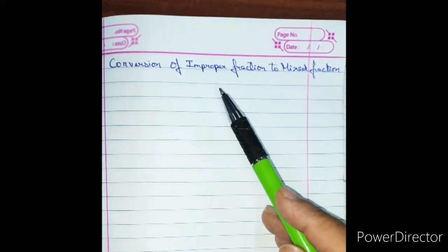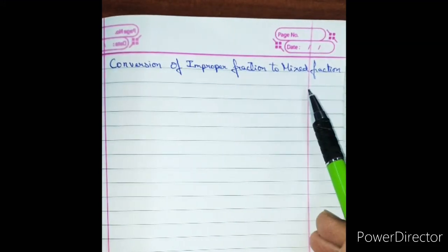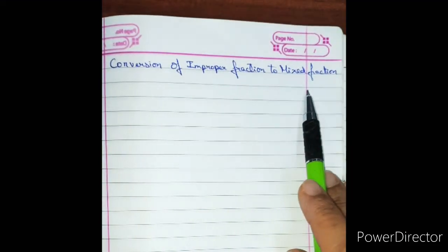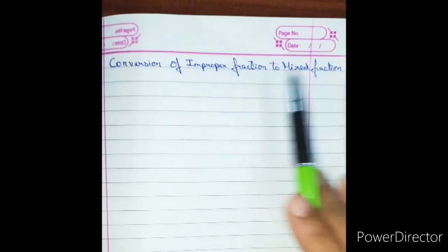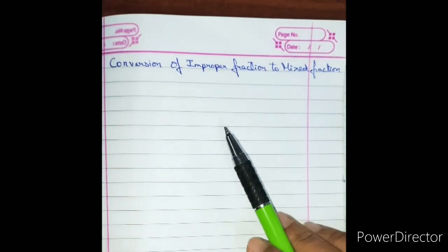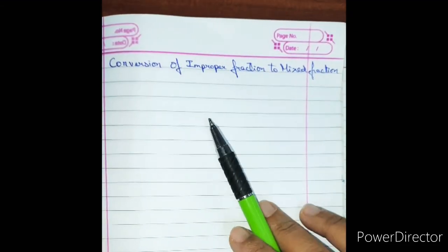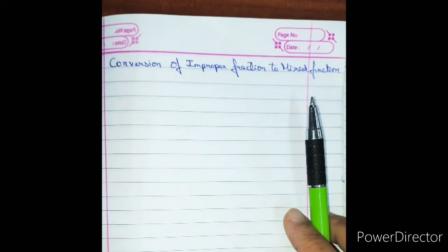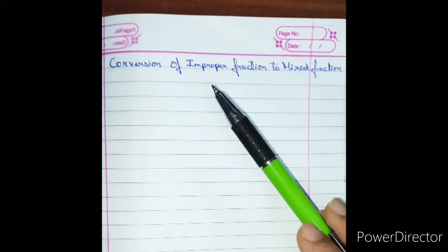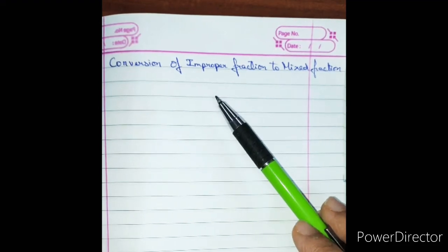When you are given an improper fraction, how do you convert it into a mixed fraction? Last time we saw how to convert a mixed fraction to an improper fraction using the formula (w multiplied by d plus numerator) upon d. Now we will see how to convert improper fractions to mixed fractions. Improper fractions are those fractions where the numerator is greater than the denominator.